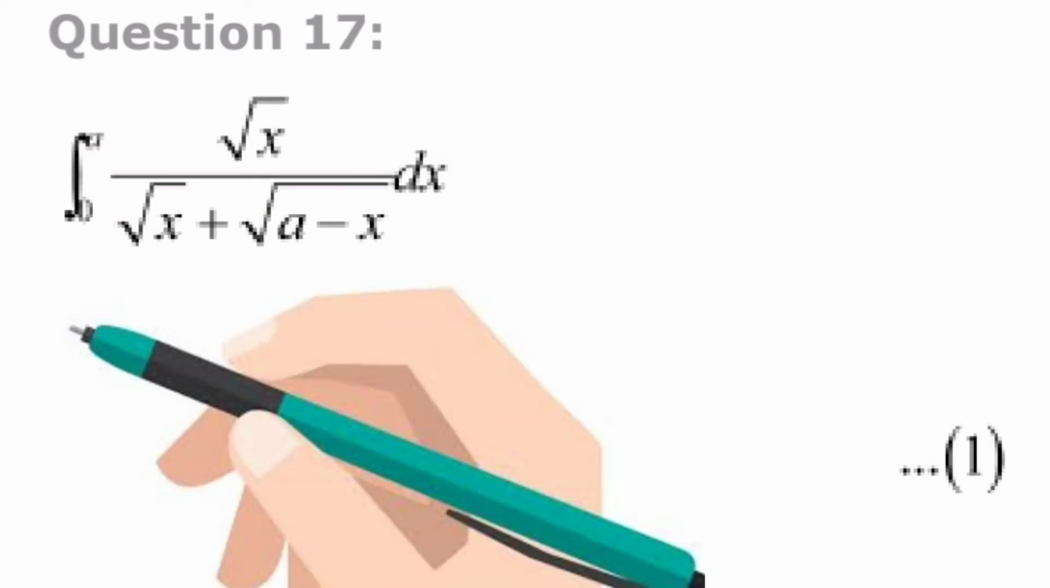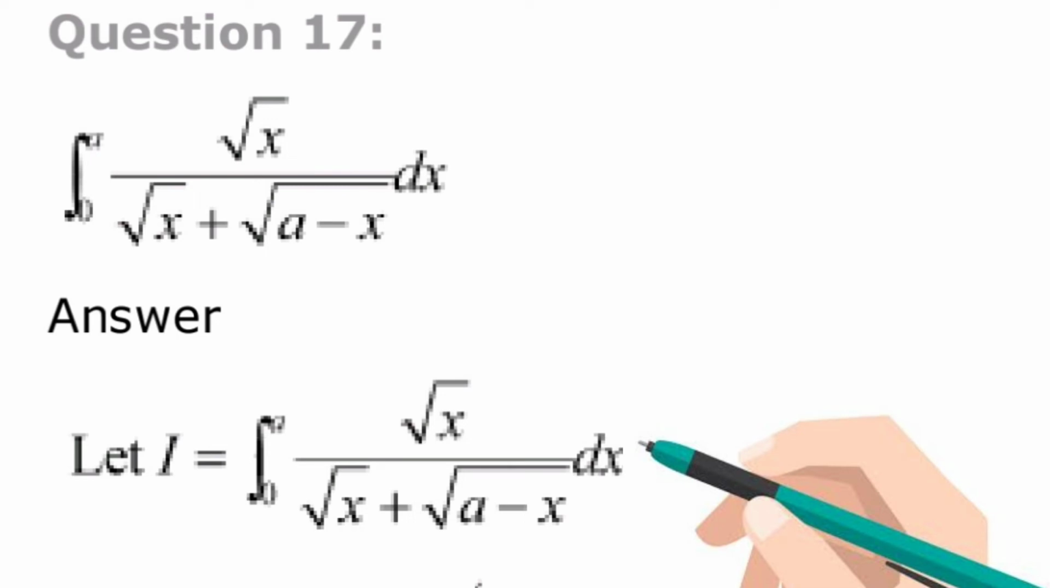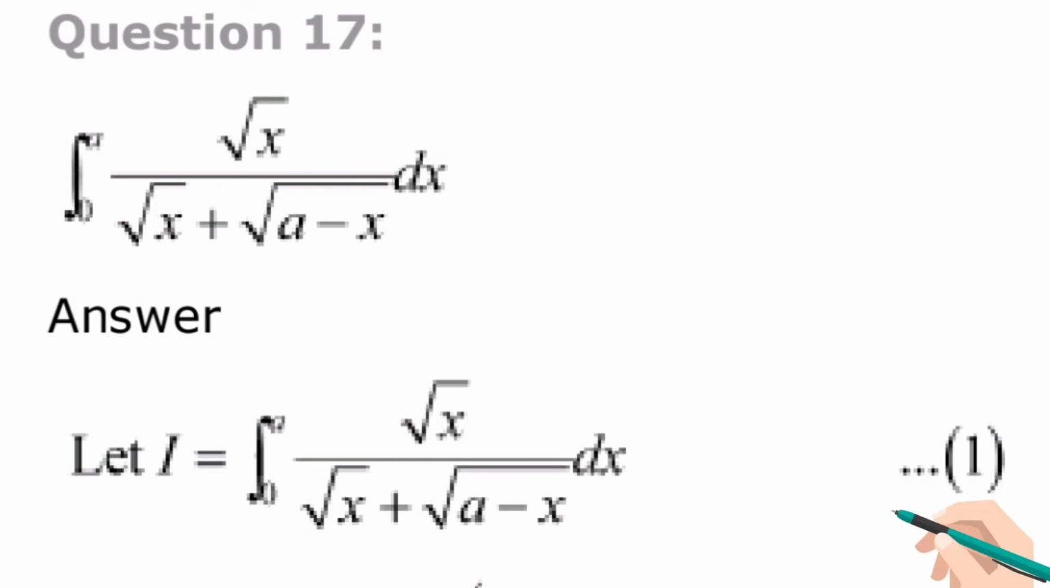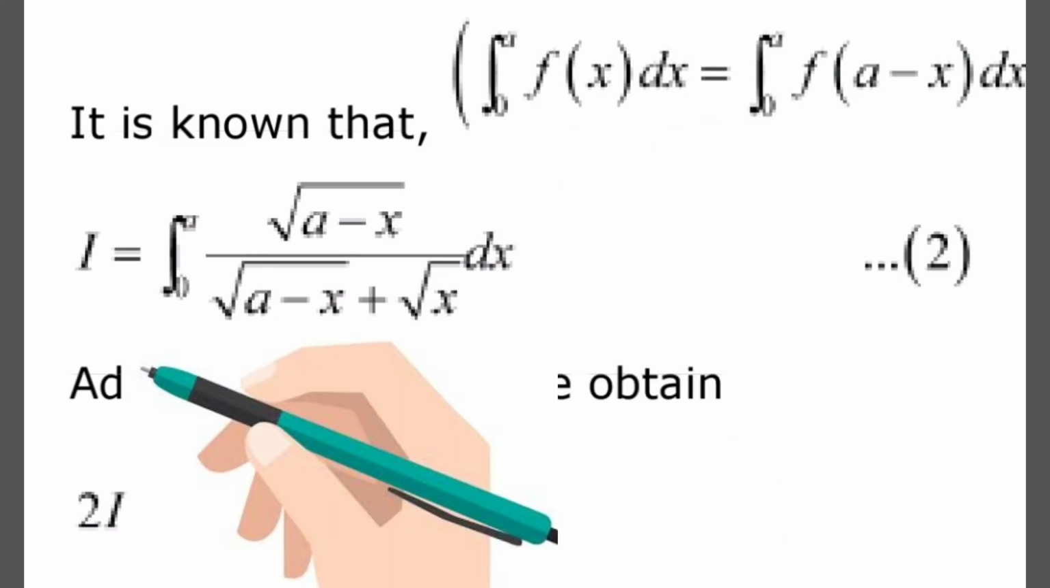So my students, look, this is question number 17: integral from 0 to a of root x upon root x plus root of a minus x dx, and I indicate it by I, and it is equation number 1. I write here 1. Next, using the identity integral 0 to a f of x dx equal to integral 0 to a f of a minus x dx, instead of x, I write a minus x.